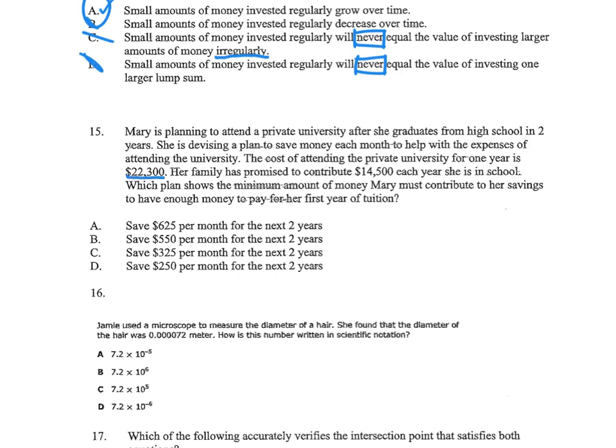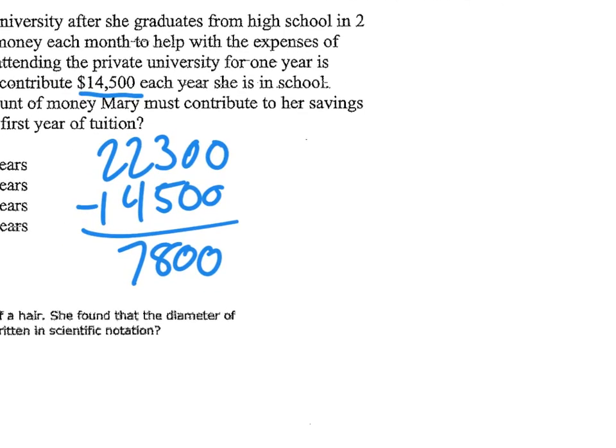Well, here's what we know. We know she needs that much. We know she's going to get that much. So we're going to take that $22,300 and we are going to subtract that $14,500 that her parents are going to be giving her. When we subtract that, we get $7,800. She has 2 years to save this. So I'm going to take that $7,800 and divide it by 2 because we got 2 years to do that in. I'm not going to do the long division. We get $3,900. Well, that's $3,900 she needs in 1 year.